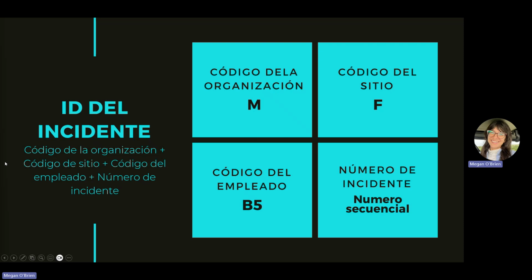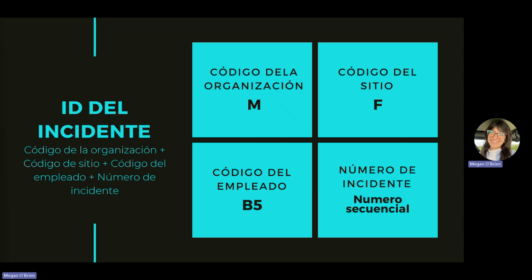So the incident ID is created based on a formula that your specific office will create. In Colombia, we have already gone through this process, and I can pull up some of the guidance on this to share if needed. So the incident ID in this example is made up of the organization's code, the site code, the staff code, and the incident number. So let's say that your organization's code is M, your site code is F, your staff code is B5, and the incident number is going to be sequential.